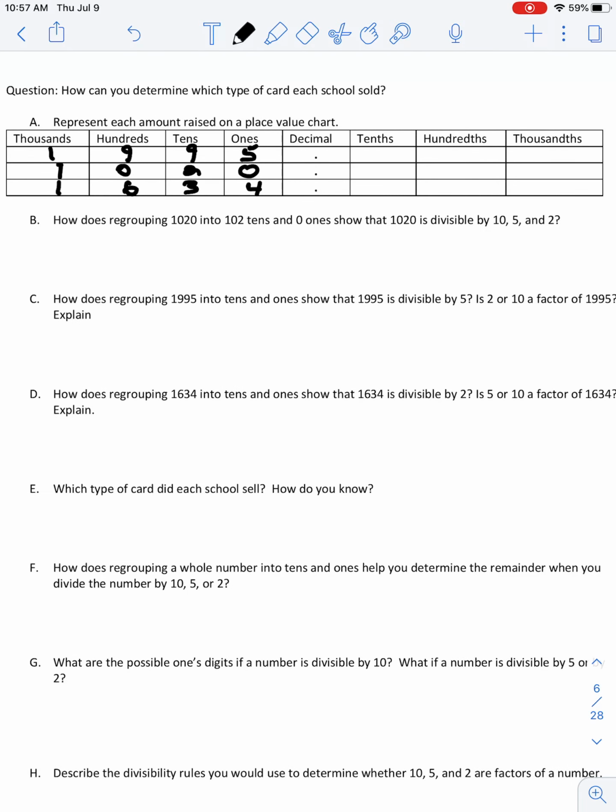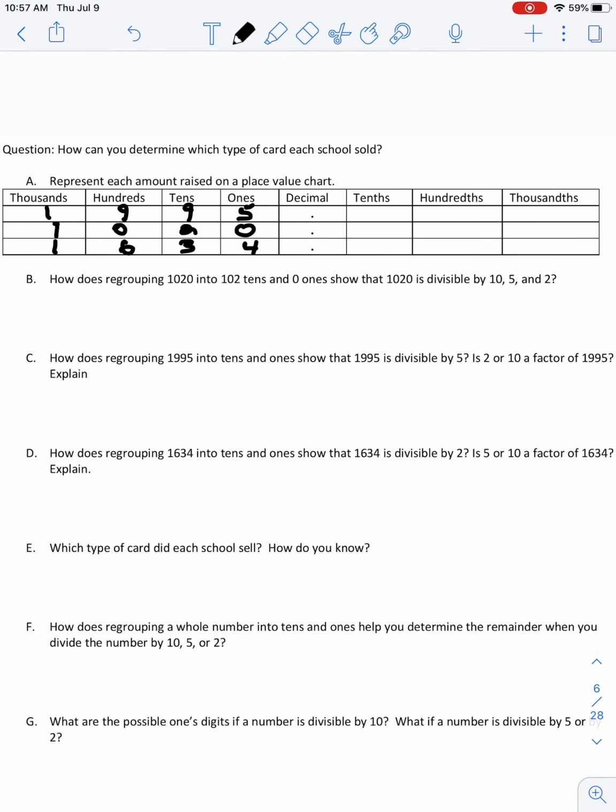All right. So how does regrouping 1020 into 102 tens and 0 ones show that it is divisible by 10, 5, and 2? So we really have a whole bunch of tens. If I group it into 102 tens and 0 ones, this shows we know that 10 goes into 10. We know that 5 goes into 10 2 times. And we know that 2 goes into 10 5 times. So by breaking it up into tens, we can just divide those numbers into 10.